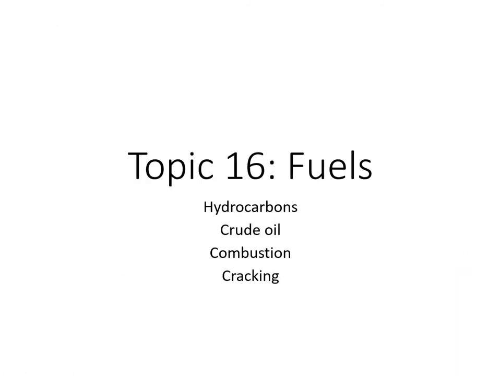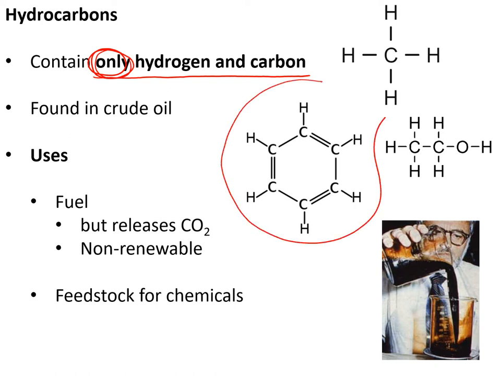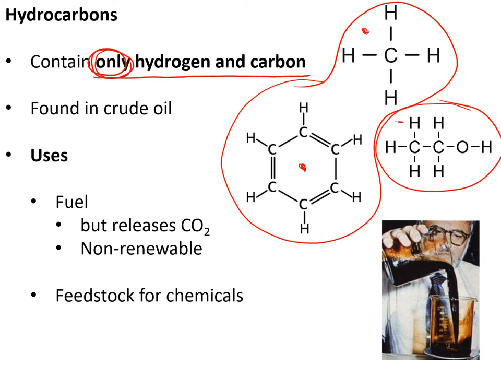Topic 16, fuels, in which we look at hydrocarbons, crude oil, combustion, and cracking. So a hydrocarbon is a compound containing only hydrogen and carbon atoms. This word only is super important. So if we look at these two things here, these are both hydrocarbons because they've only got carbons and hydrogens in them. This top one is methane. This one here is called benzene. This thing here is not a hydrocarbon, because although it's got hydrogens and carbons, it's also got that oxygen there. And remember, it's only hydrocarbon. So that is not a hydrocarbon.